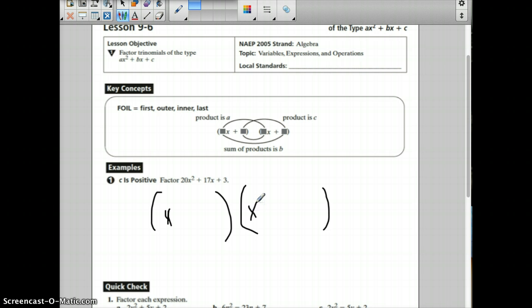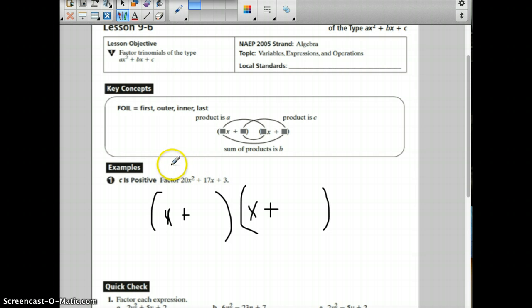Then, just like we did yesterday, we're going to look at our third term, and it's going to give us clues as to our signs, okay? So we have a positive here, so then we glance to the second term and we have a positive. That still tells us that both of our signs here are going to be plus. Okay? Now comes the kicker. We've got to figure out factors of 20 and factors of 3.